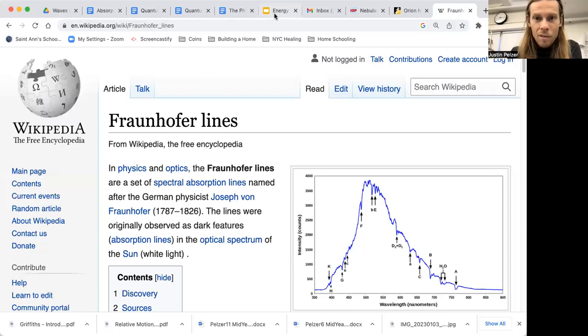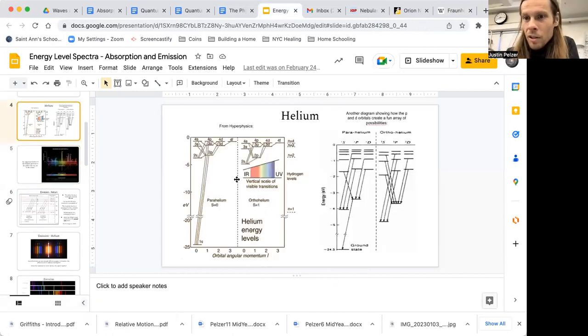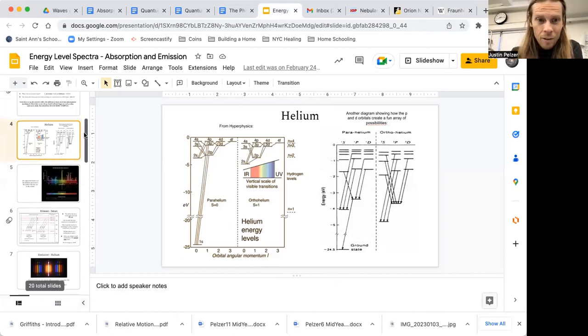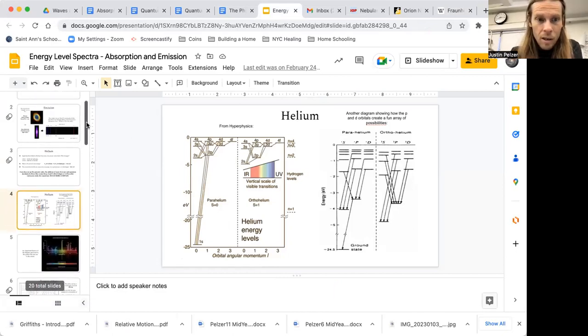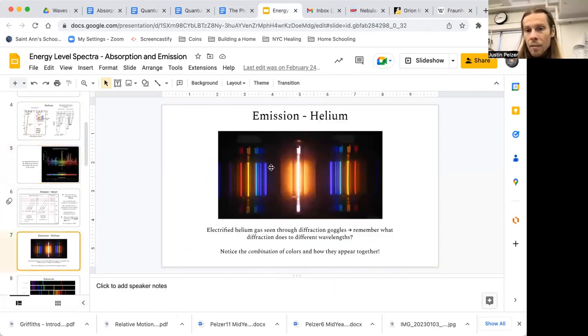So for instance, if we look at helium, helium has a lot more transitions than hydrogen. Here's some of them, right? There's a lot more going on just because there's 2 electrons and you have to include quantum mechanical effects. One of the most prominent ones is at 587.5. So helium lamps glow yellow, kind of a yellow-orange.